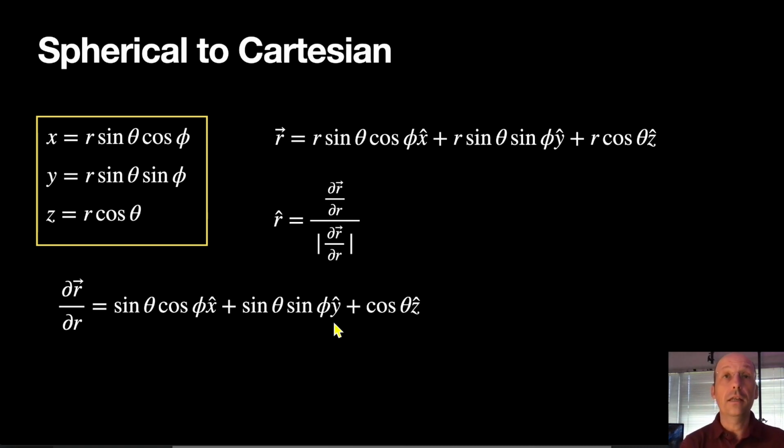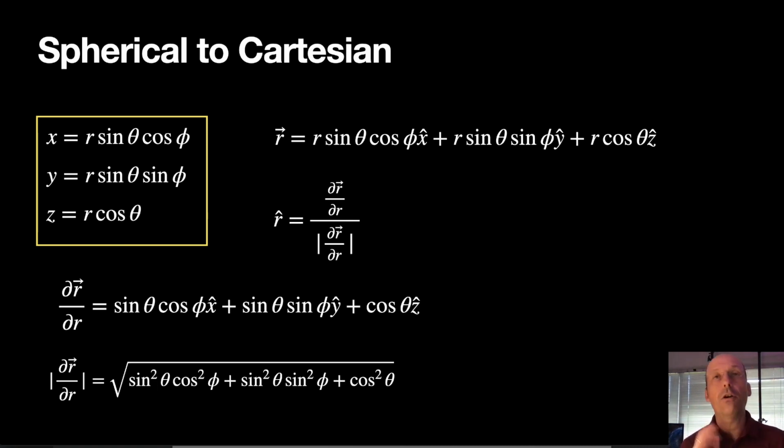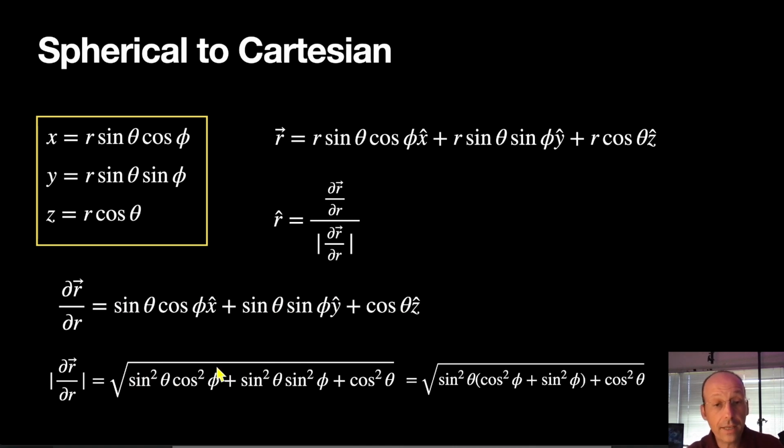Now I need to find the magnitude of that. I know my little magnitude bars are a little short because I was too lazy to fix it. So the magnitude of a vector is just the x component squared plus the y component squared plus the z component squared, square rooted. So I just square all these and add them together, and that's what I get down here. That squared, that squared, that squared. Now right here, I can factor out a sine squared theta. So I have sine squared theta, and I'm left with cosine squared phi plus sine squared phi.